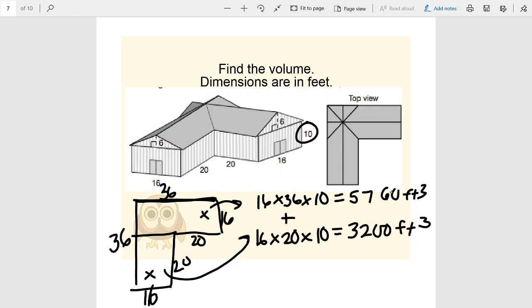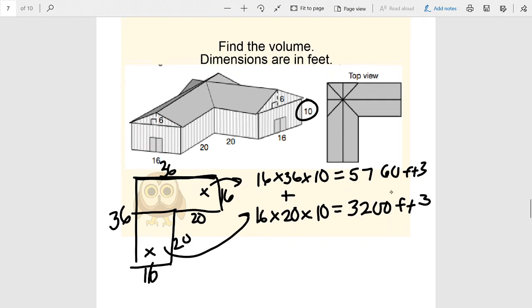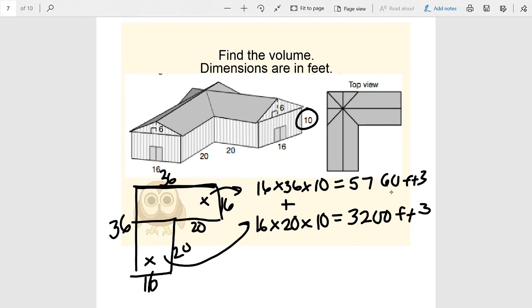Now that's just the rectangular prisms that we have for this barn. I actually need to do these triangular prisms as well, but unfortunately there's not a great way to do it other than to actually find the volume of both triangular prisms and then take out the overlap. And if you look at this overlap right in here, the overlap would actually be a pyramid with a square base.